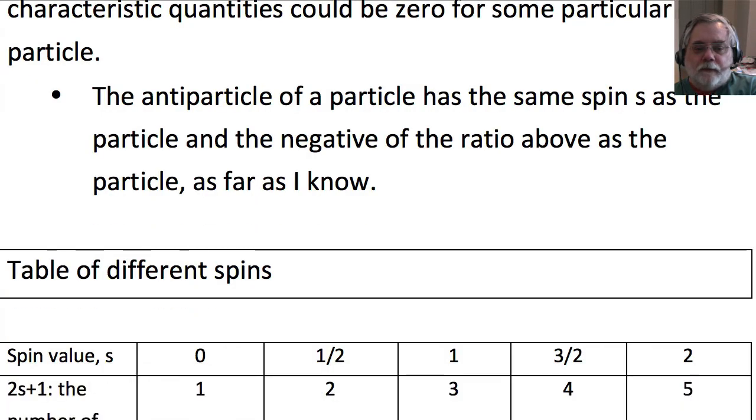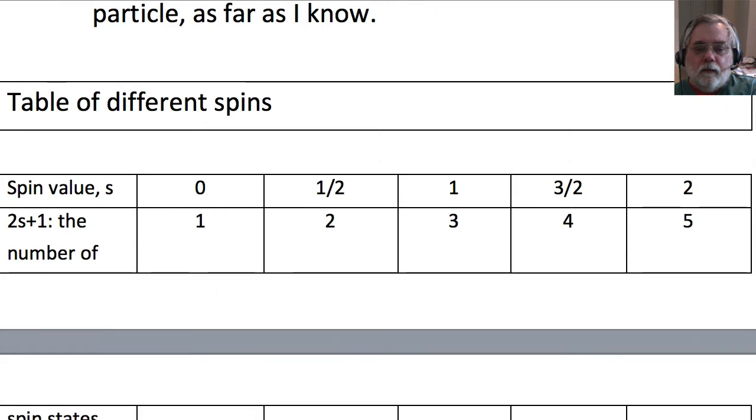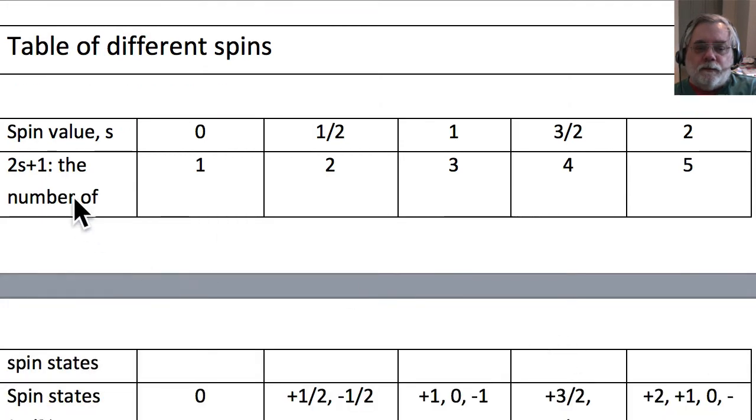Let's do a table of different spin values. We'll look at spin values 0, 1/2, 1, 3/2, and 2. Now, the number of spin states is 2s plus 1. We said that before. So the number of states is 1 for spin 0, 2 for spin 1/2, 3 for spin 1, 4 for spin 3/2, and 5 for spin 2.